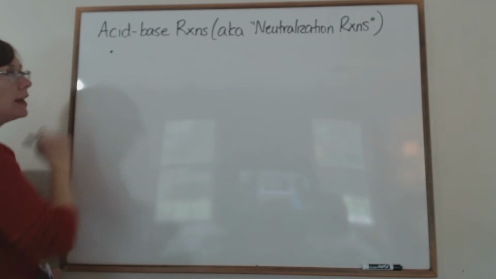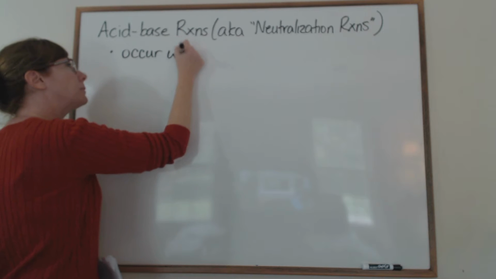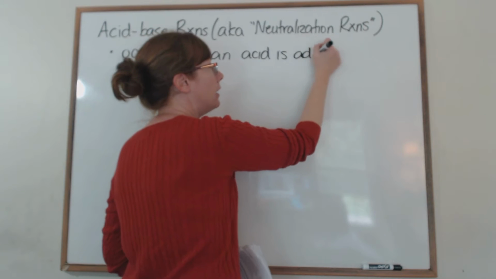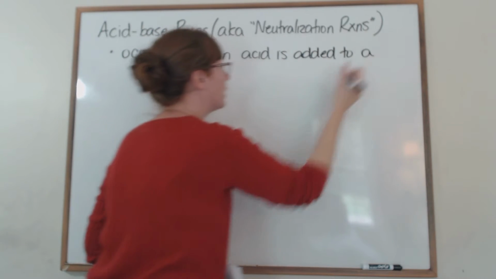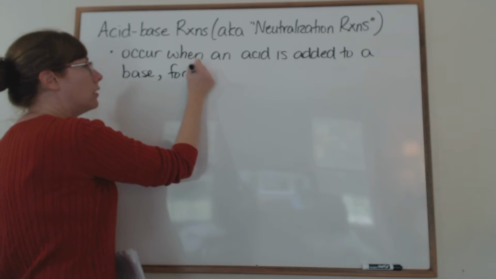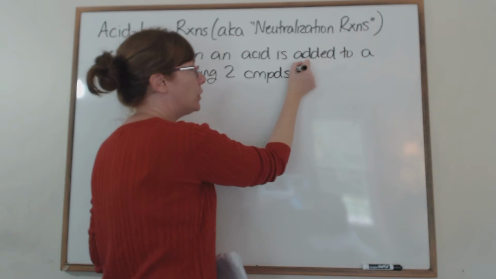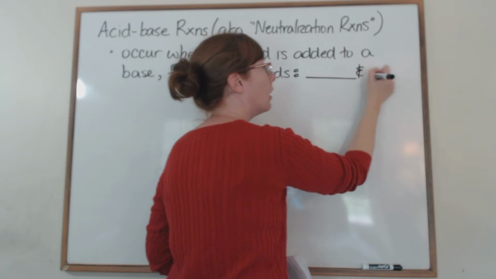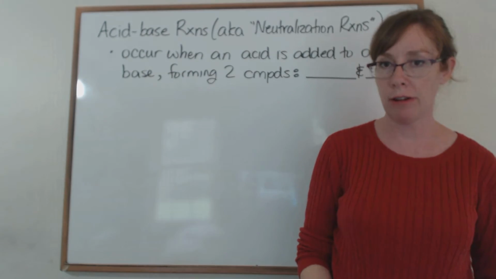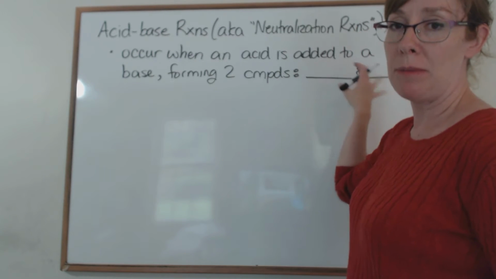So let's go ahead and first define what an acid-base reaction is. Acid-base reactions occur when an acid is added to a base, forming two compounds. And the two compounds that are always formed are, and we're going to leave that blank for a little bit because we're going to discover it together. So leave that blank for a little bit.